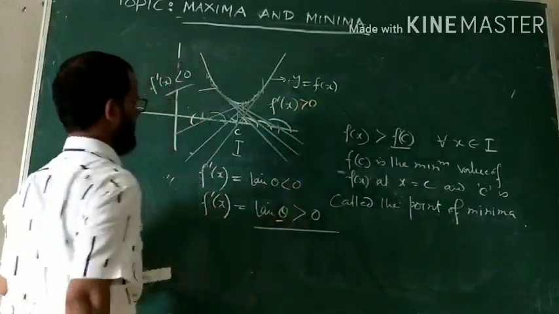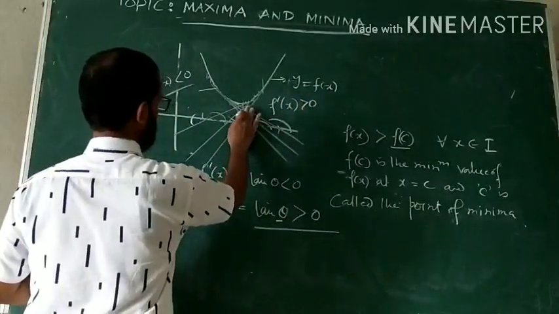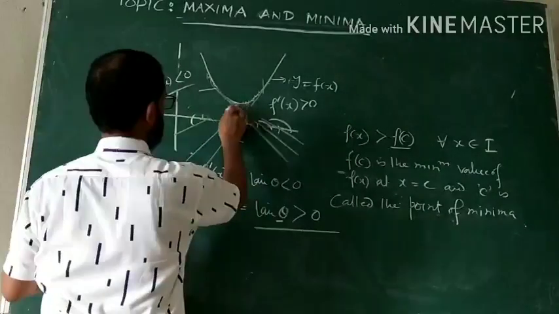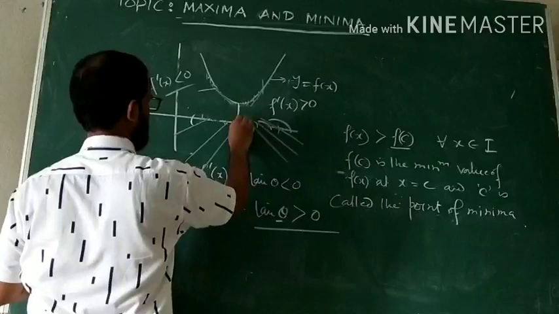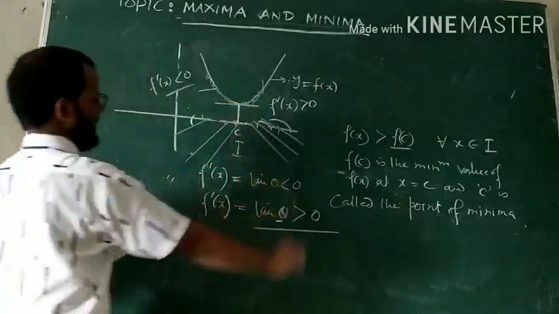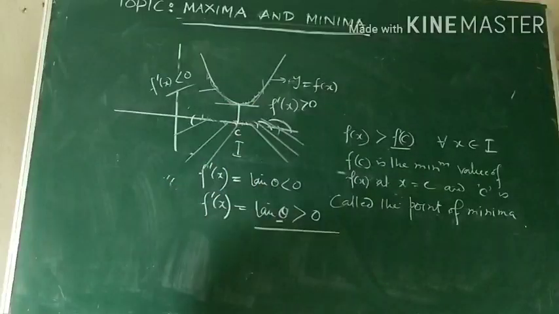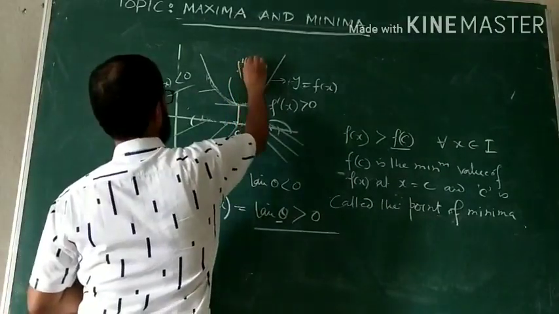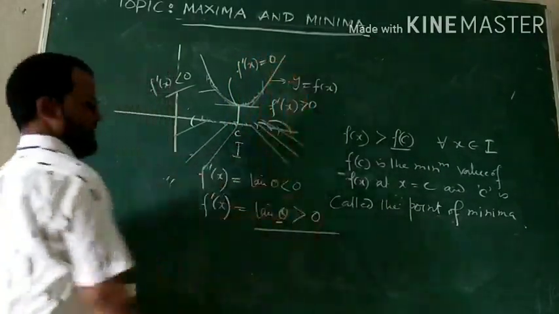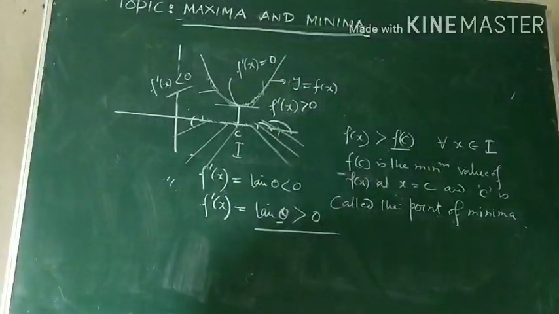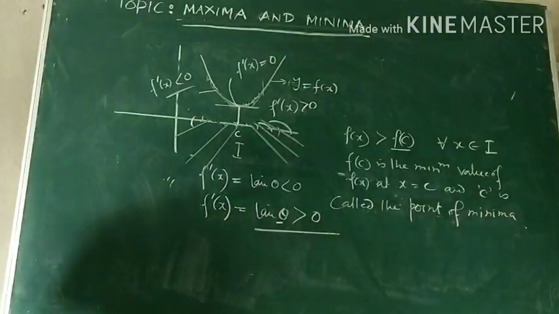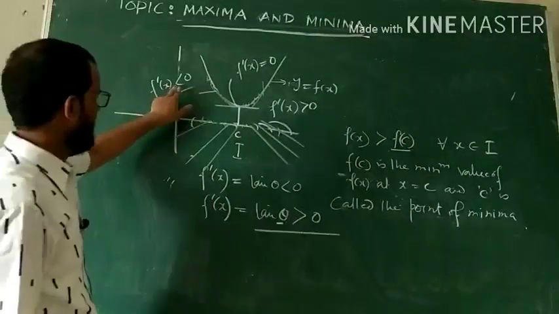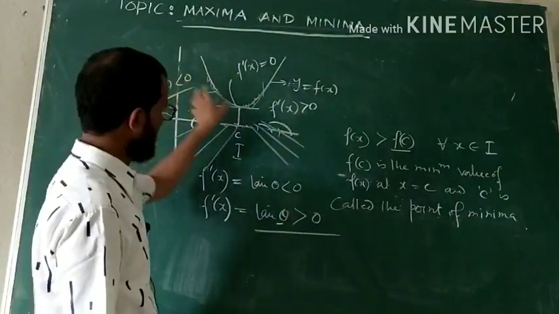But at x equal to c, this is f(c). At x equal to c, the tangent is parallel to the x-axis, and therefore f dash x is equal to 0. So finally we can conclude, what is our conclusion? Here you see f dash x changes sign from negative to positive.